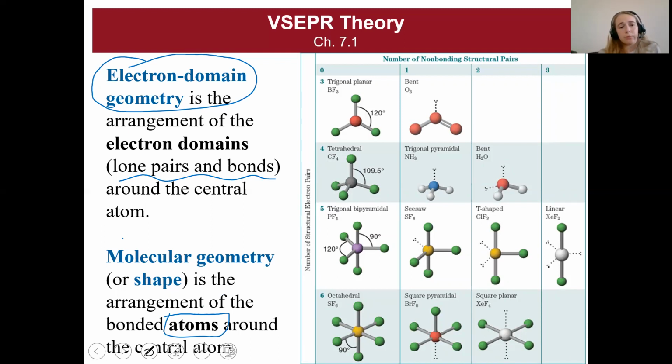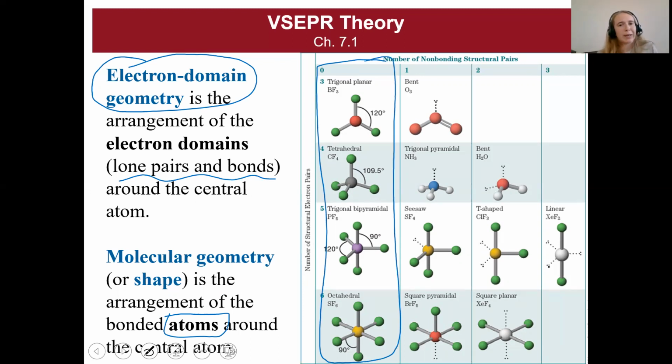You can't physically see them. If we had a really strong microscope, we couldn't see them anyway. We'd see the shape of just the atoms if we looked at it with an electron microscope. All right. And this is a really nice table that shows you all the different shapes that are possible. This first column is the ideal geometry.